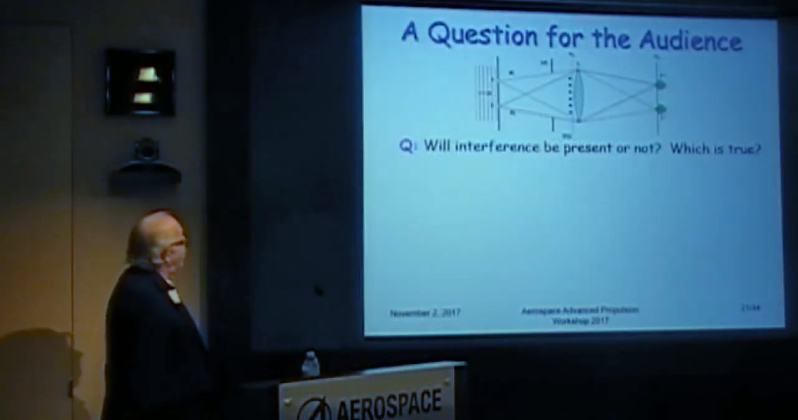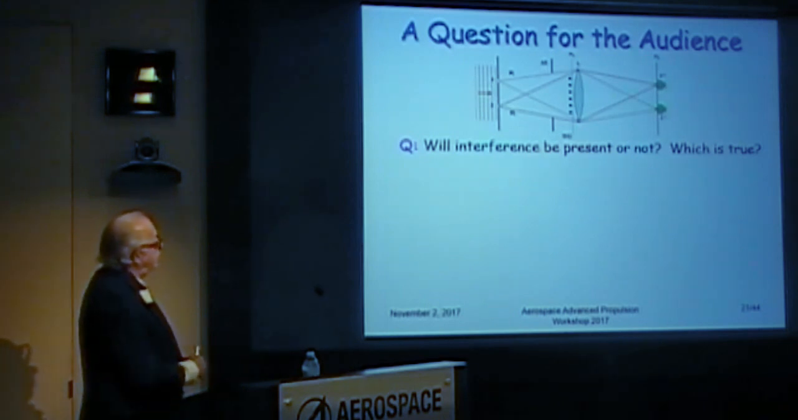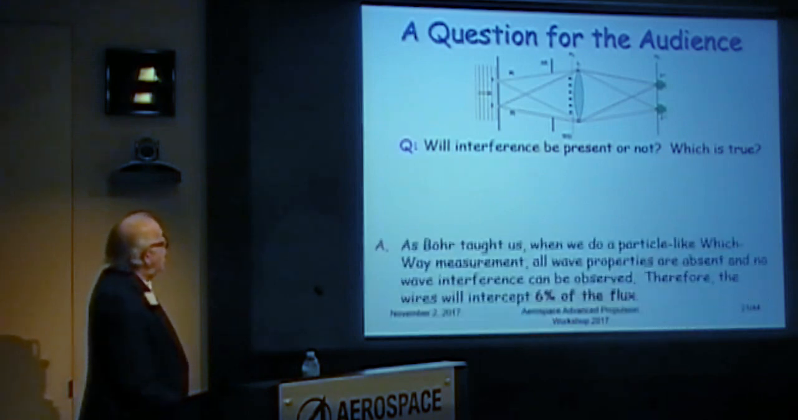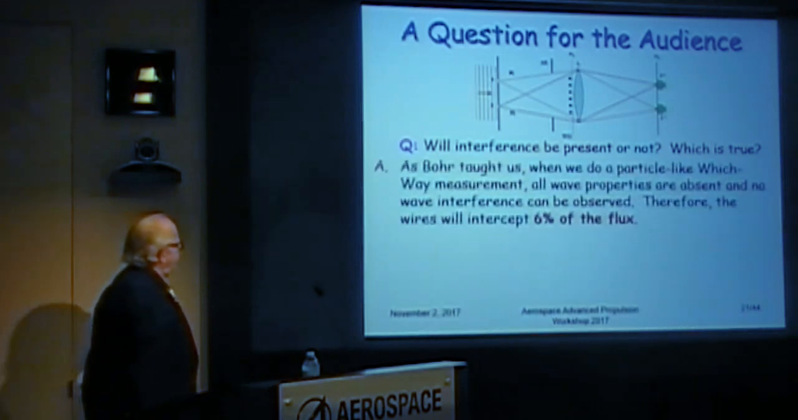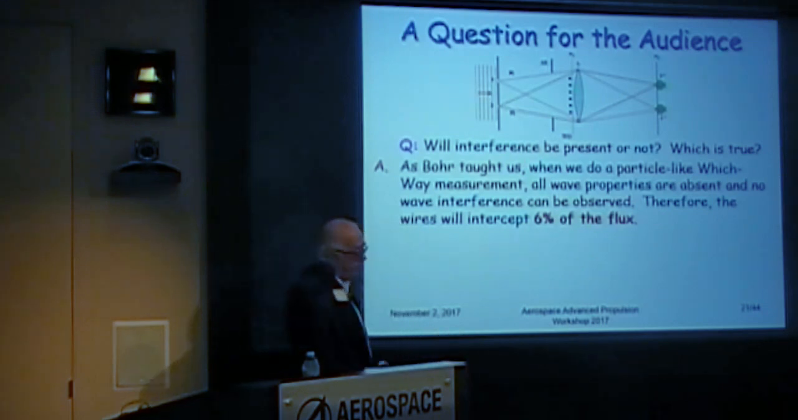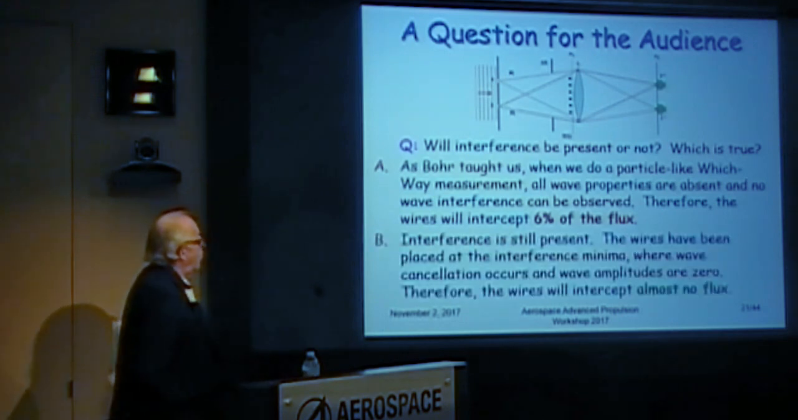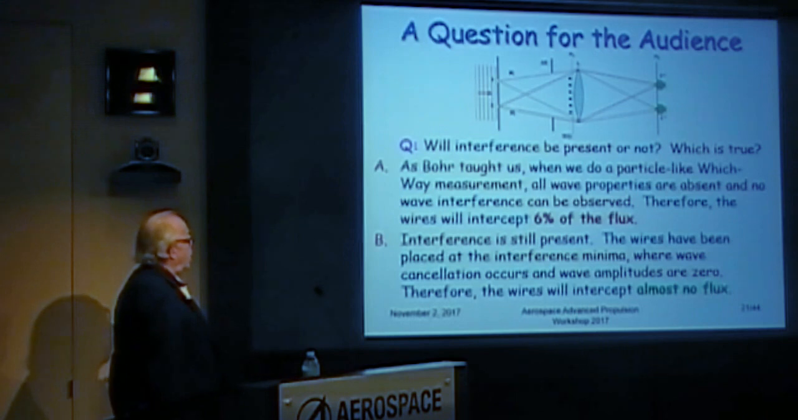Now I have a question for the audience. The question is, will interference be present or not in this situation? We're doing a which way measurement, and option A is that as Niels Bohr taught us, when we do particle-like which way measurements, all the wave properties are absent, and no wave interference can be observed. Therefore, we should see 6% of the flux. Option B is interference is still there. The wires have been placed in minima where there's cancellation and the wave amplitudes are zero. Therefore, the wires will intercept almost no flux.